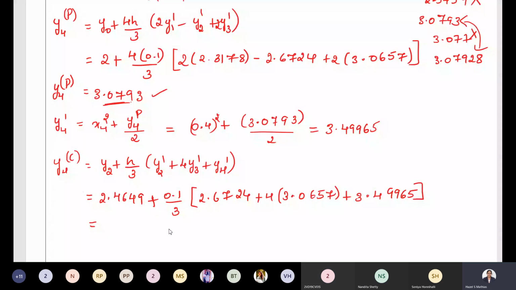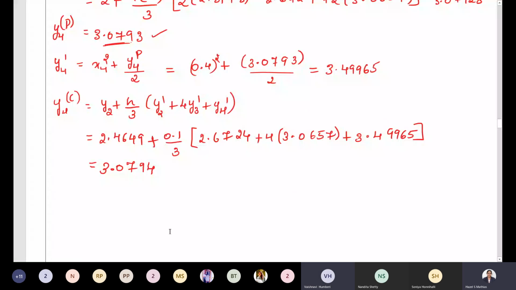3.0794. Everybody got it? 3.0793, ma'am. Okay, even if you get that, write whatever answer you get and apply the corrector formula again. If it is somewhere closer to this predicted value, your answer is correct.